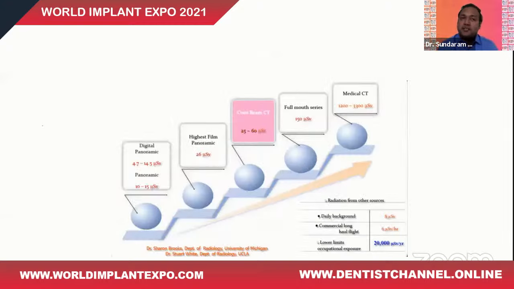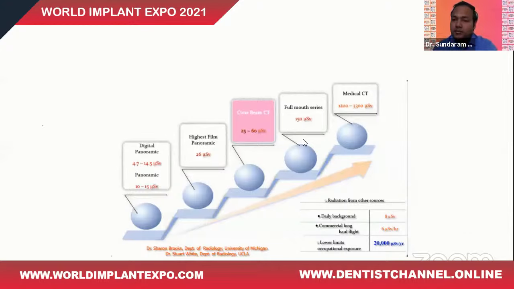The next major concern we all have as responsible clinicians is the radiation exposure that the patient will be receiving. This slide depicts it, with all radiation exposure measured in millisieverts. The panoramic radiograph ranges from 4.7 to 14.5. The highest film is going to be 26. And you can see the cone beam is only 25 to 60. Why does it come in a range? It is because different manufacturers have different recommendations, so you have a wide range over here.